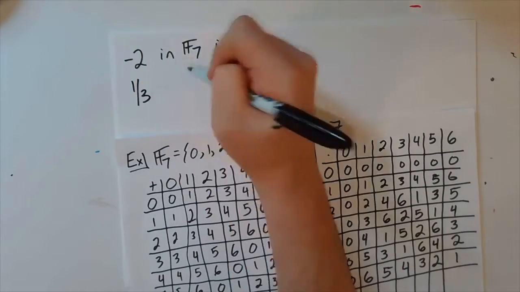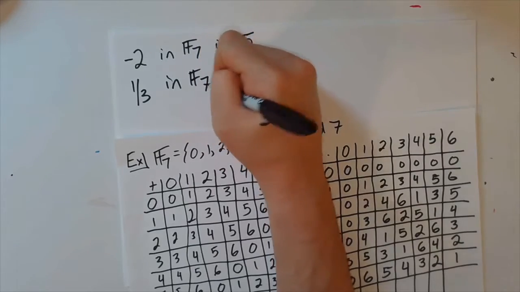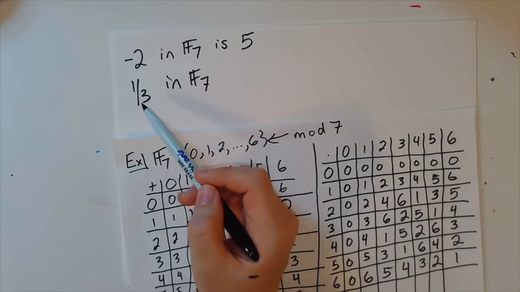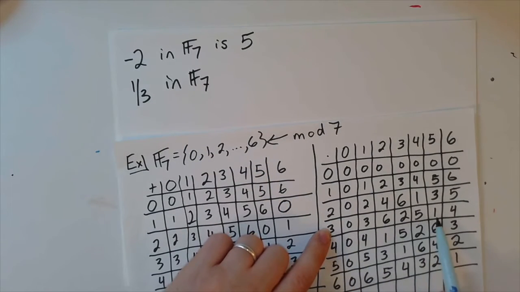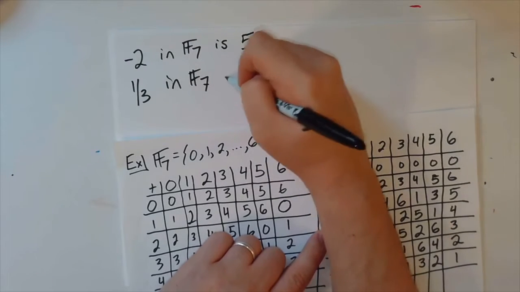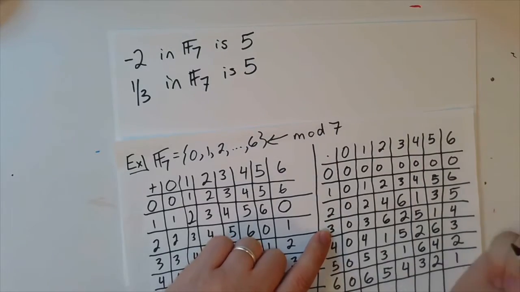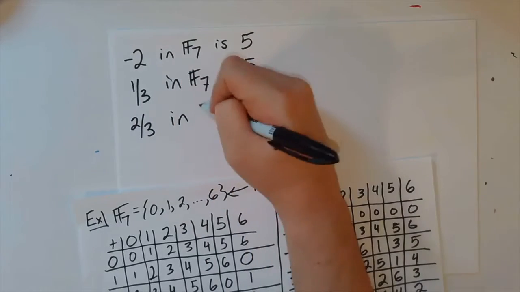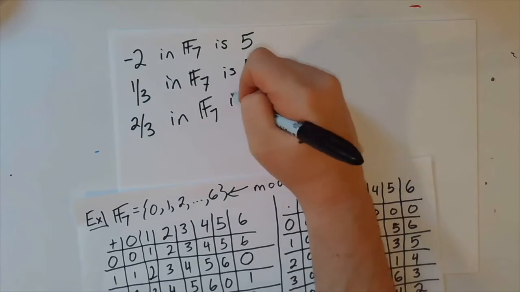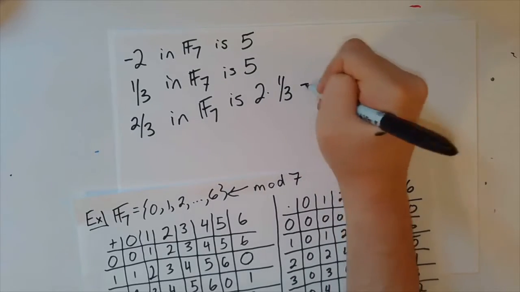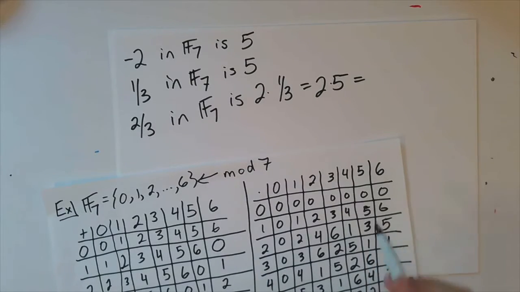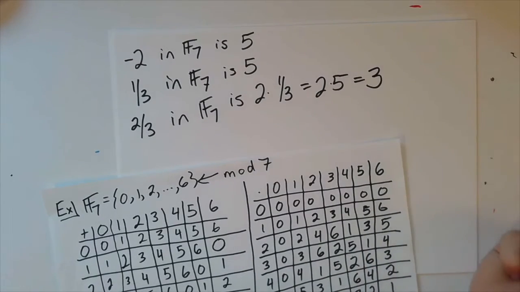Likewise, 1/3 in F7, that would be the thing I multiply by 3 to get 1. So I will see, reading across the table here, that 1/3 is 5. And so if I wrote down something like 2/3 in F7, well, that is 2 times 1/3, which is 2 times 5. And 2 times 5, I can look here and see it is 3.